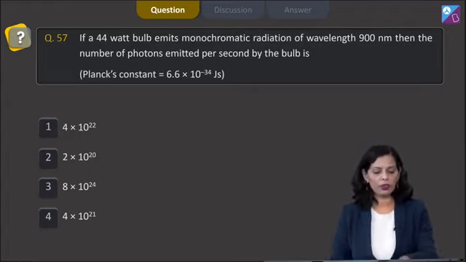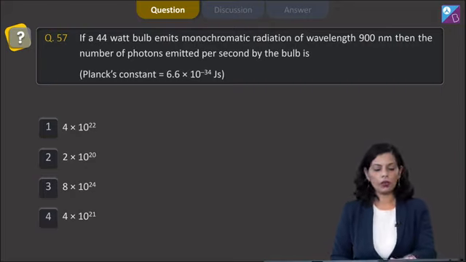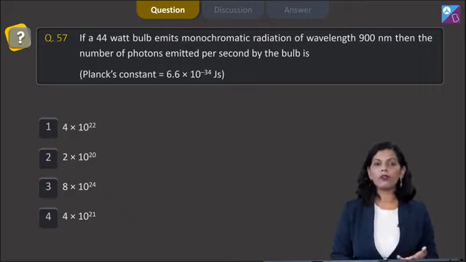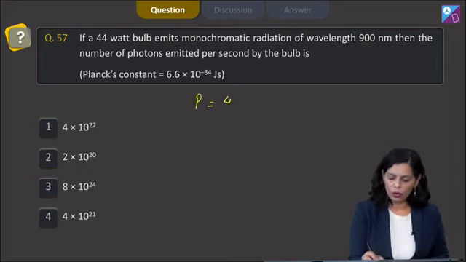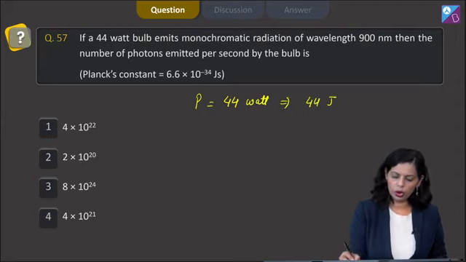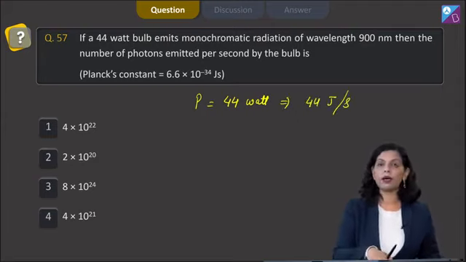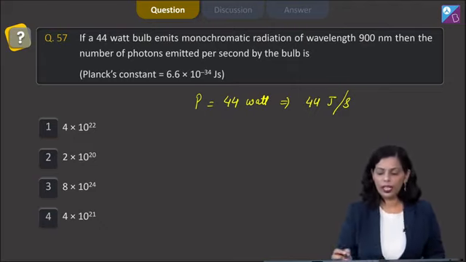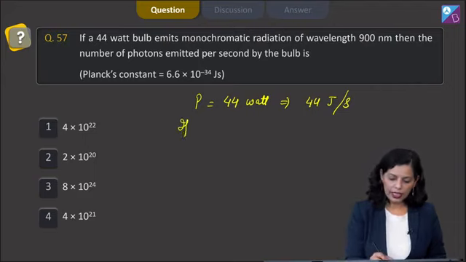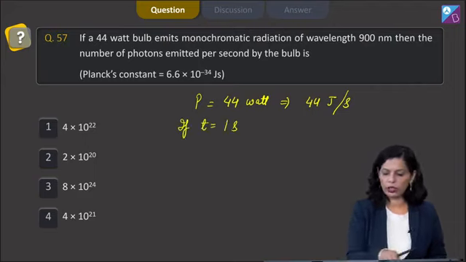Okay. Question number 57 says, if a 44 watt bulb emits monochromatic radiation of wavelength 900 nanometer, then the number of photons emitted per second by the bulb is. It means in this question the power is given. What is the power? 44 watt. And I hope you know this is 44 joule per second. What is the relation between power and energy? Power is work upon time and work is equivalent to energy. I hope you are aware.